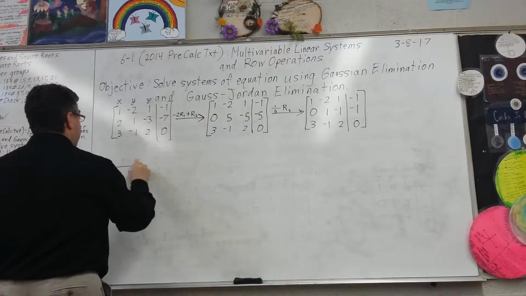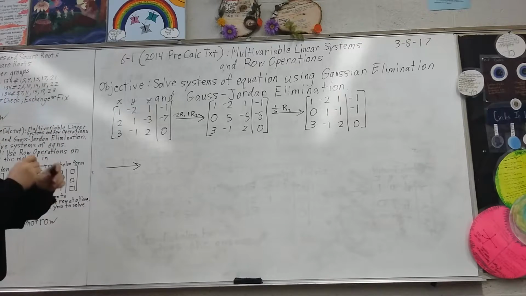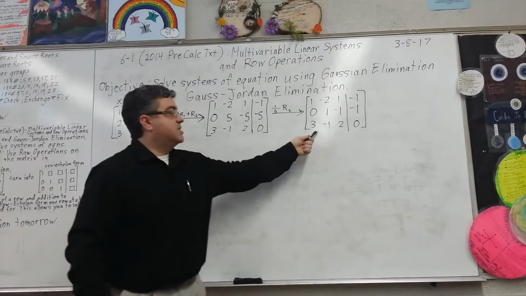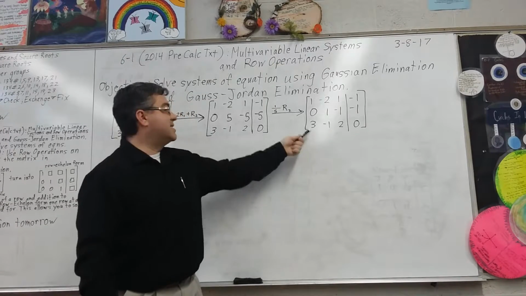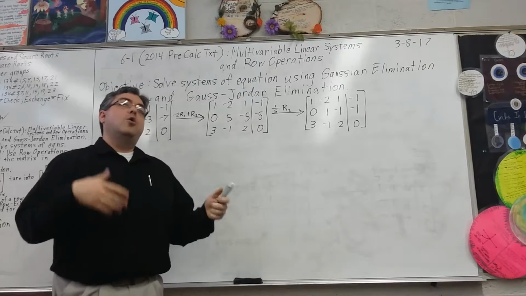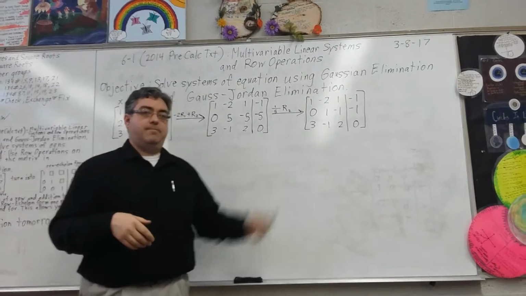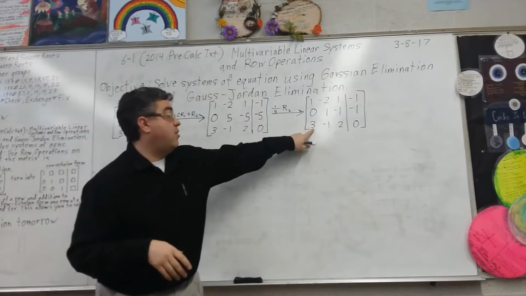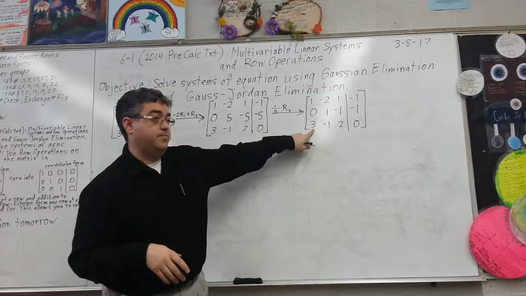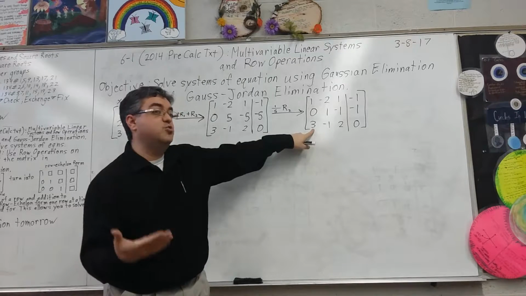Now, let's work on row 3. We'll come down here and work on row 3. I need a 0 here, a 0 here, and a 1 here. Let's get the 0 here first. Which row helps me get a 0 there? Row 1 or row 2? Should I use row 1 with row 3, or should I use row 2 with row 3?